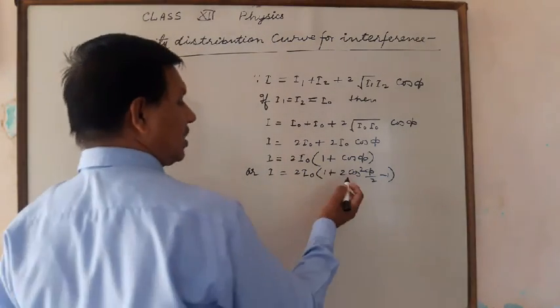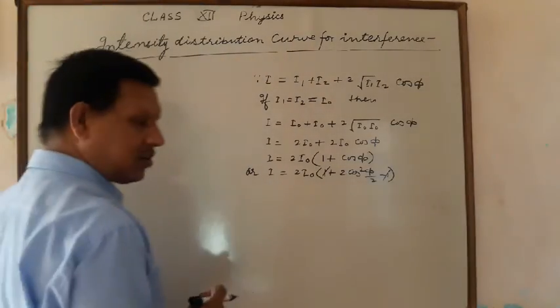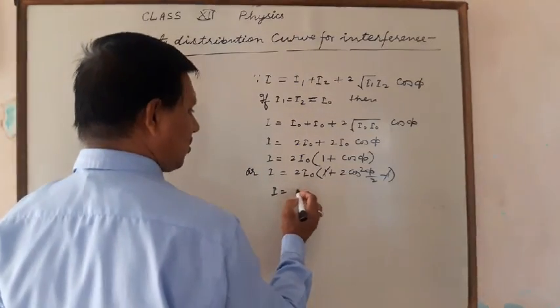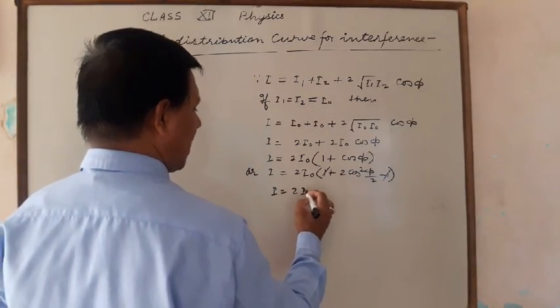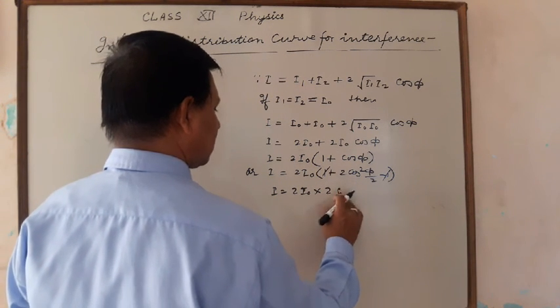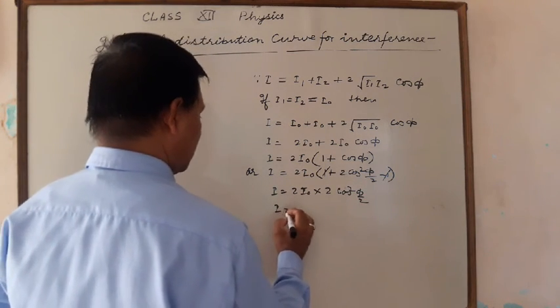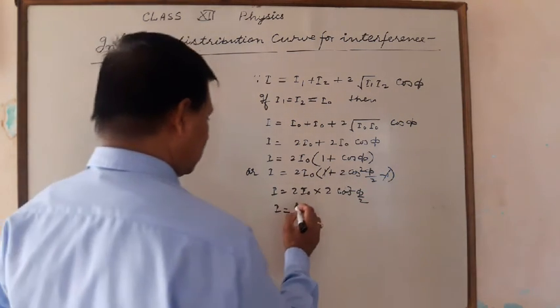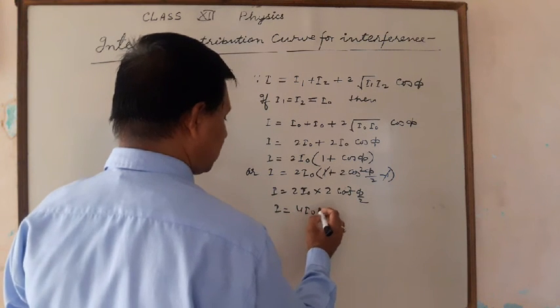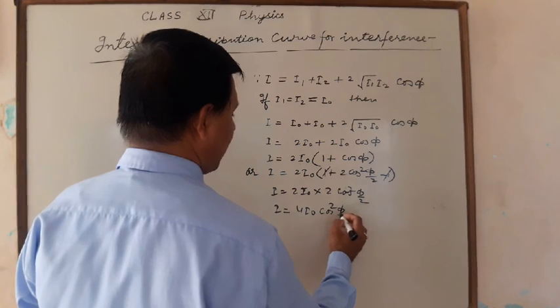So here we see that minus 1 and plus 1 cancel out. So I is equal to 2 I naught into 2 cos square phi by 2. This is equal to 4 I naught cos square phi by 2.